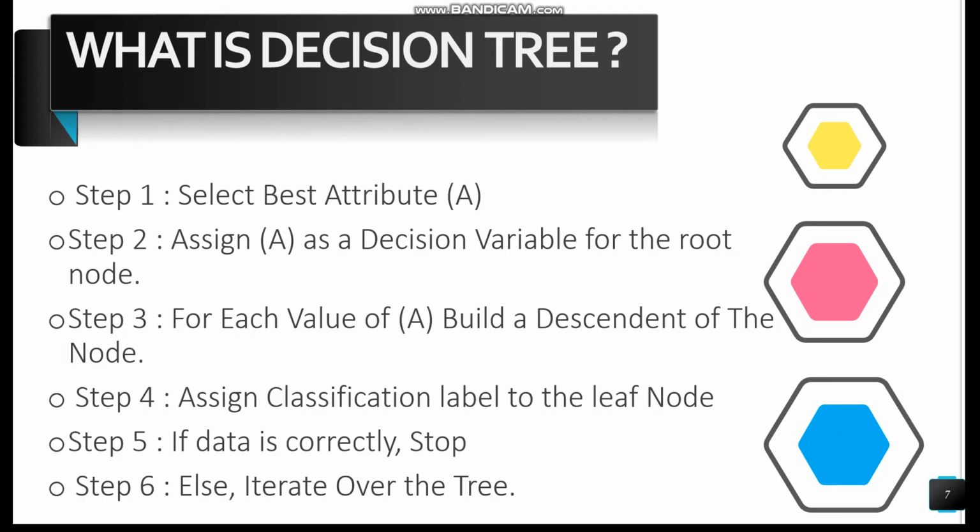The first step is to select the best predictor variable, let's call it A. After that, you assign this A as the decision variable for the root node. Then for each value of A, build a descendant of the node. Assign the classification label as the leaf node, and if the data is correctly classified, then stop, else iterate over the tree.